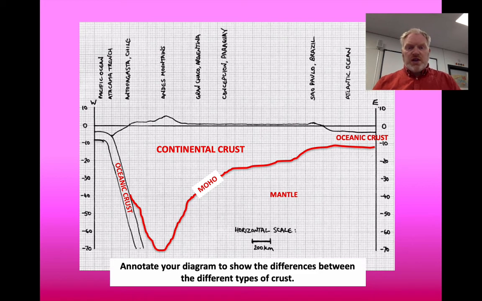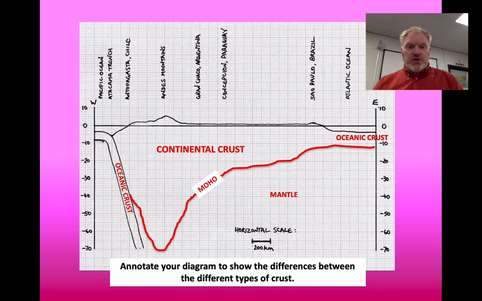So the continents are the bits above sea level because we've got this very thick section of crust that's actually relatively low density. So if you like, it floats, in inverted commas, higher in the mantle.